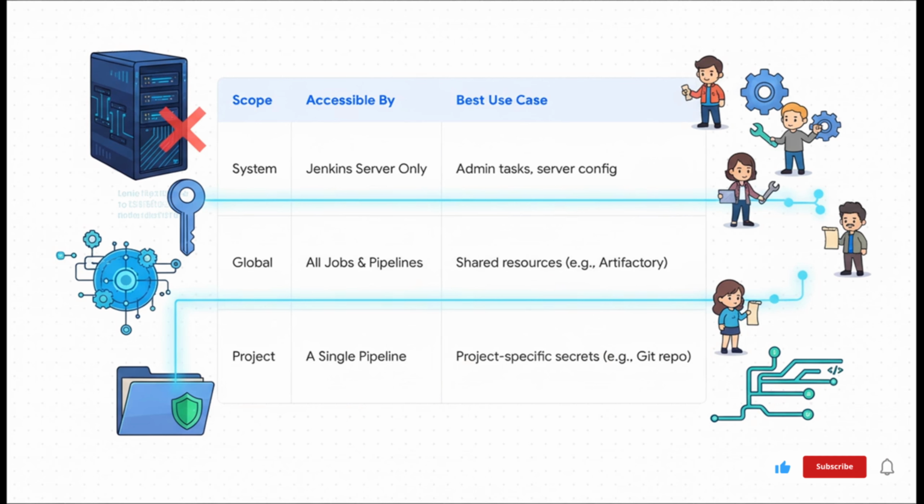This table breaks it down perfectly. First, you've got system credentials. These are for the Jenkins server itself. Think admin level stuff. They're completely invisible to your pipelines. Then you have global credentials. These are like a master key. They can be seen and used by every single job on your entire Jenkins instance. And finally, we have project scope, which is the most secure option for what we're doing. It's like a single room key. It limits a credential so it's only visible inside the specific multi-branch pipeline where you create it.